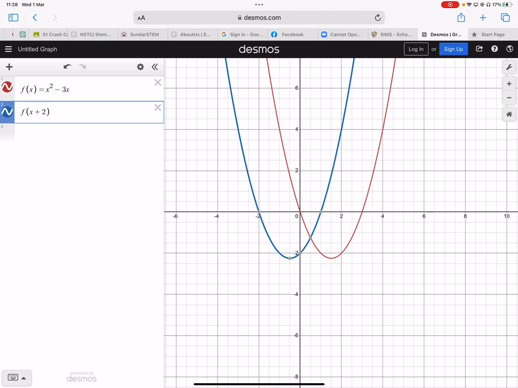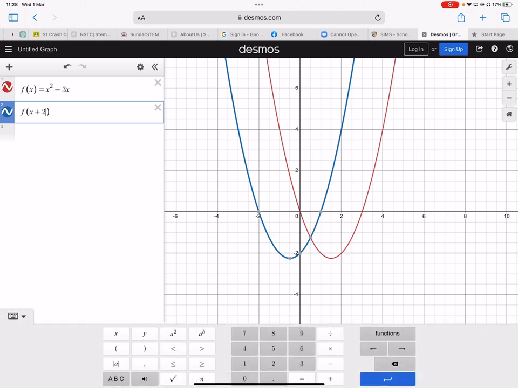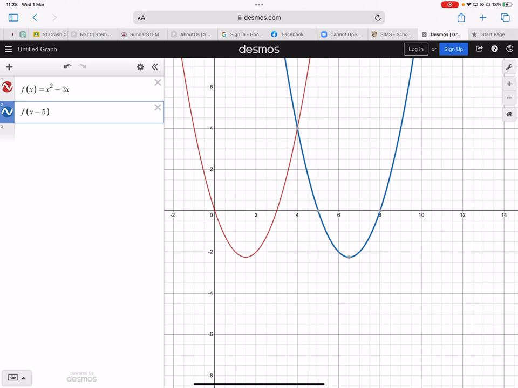Make sense? Now using exactly the same logic, if we were to have x minus something here, let's say minus 5, अब minus करने से आपका उतना ही graph right पे चला जाएगा. If you do minus 5, the graph goes 5 units to the right.